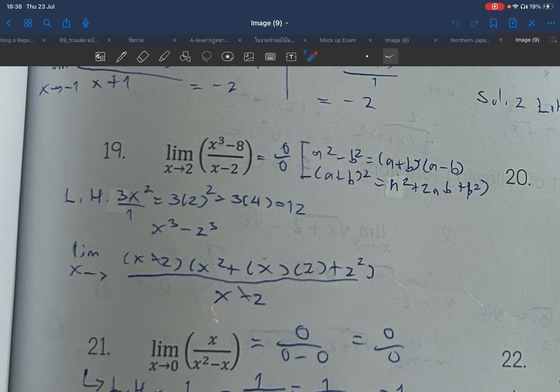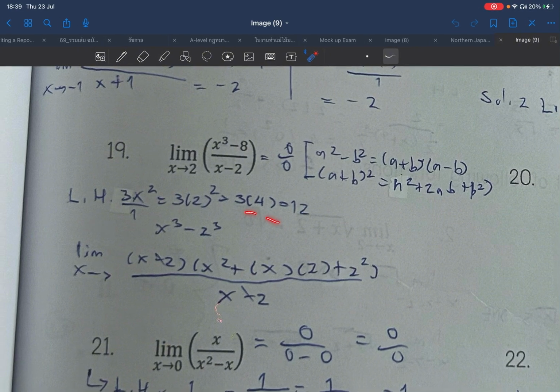So let's give some methods. So 3x power 2 over 1 equals 3, oh, 2 in the brackets, power of 2, and minus 3, 4 in the brackets. So you should get 12, same as the one at the bottom.